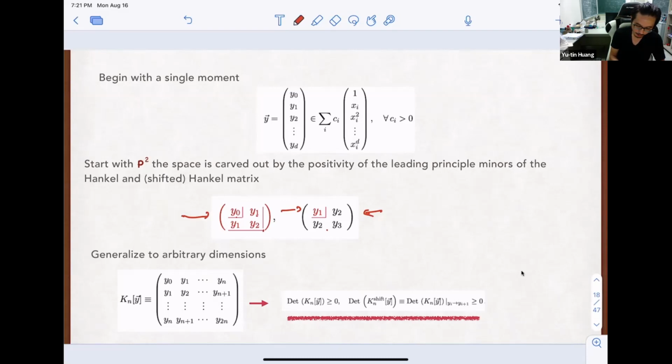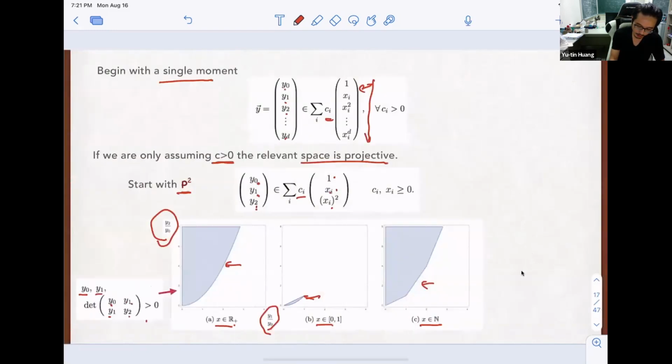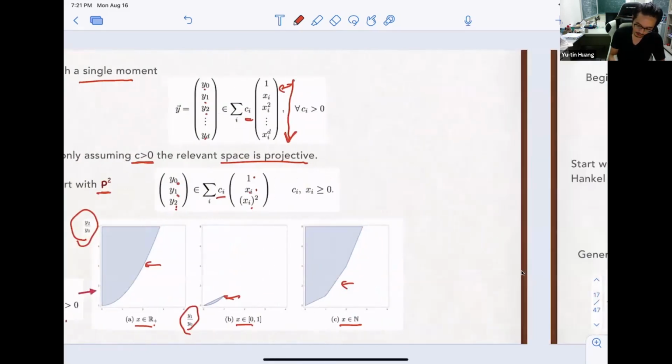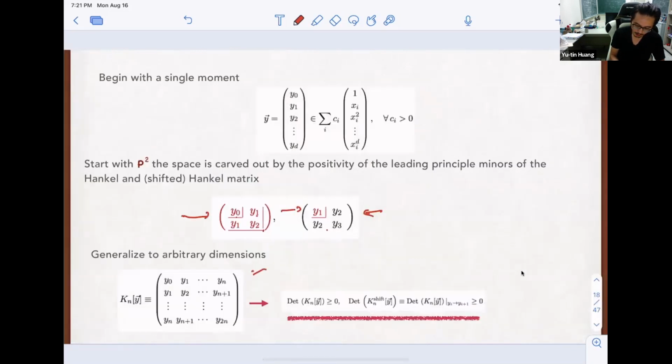So this generalizes to arbitrary dimensions, meaning by dimensions, I mean that it generalizes to arbitrary degree in your moment. So the space now is just, you write down your Hankel matrix, which is Y0, Y1, all the way to Yn. This is a symmetric matrix. And then you require that the determinant of this matrix is positive, as well as that the shifted determinant is positive. Of course, I can take n to be any value from 1 to d. So that means that all of the principal minors are positive. So this is the condition that carves out the single moment space.